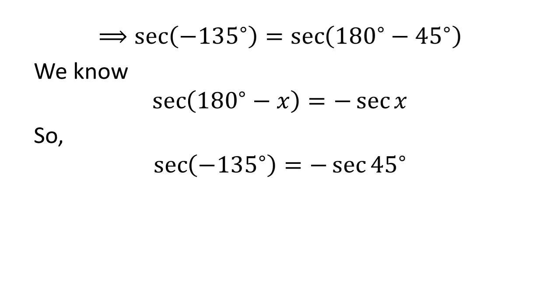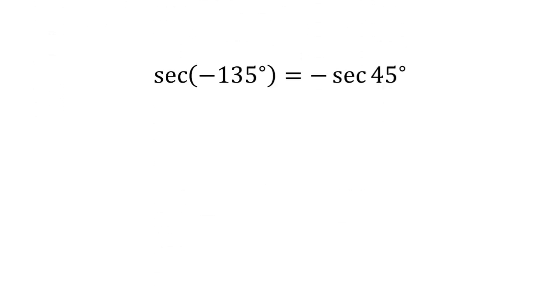Let us apply the above identity for secant of minus 135 degree. Here x is 45 degree. So secant of minus 135 degree is equal to minus secant of 45 degree.